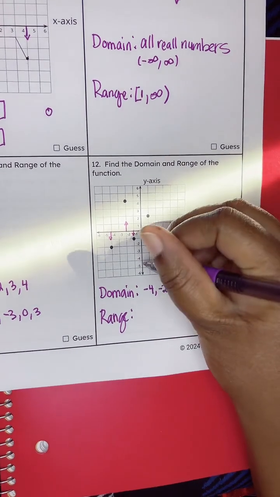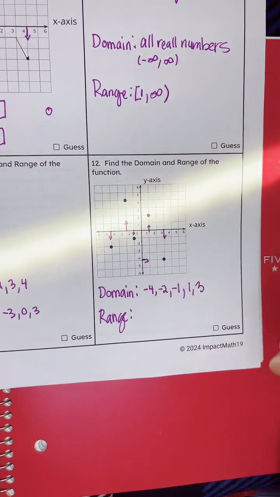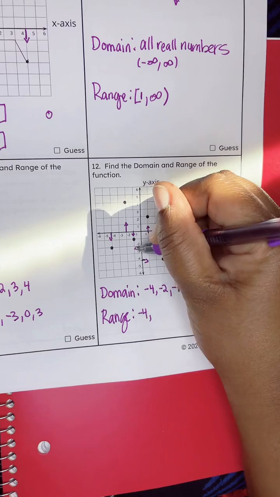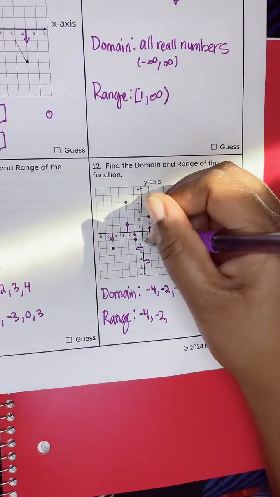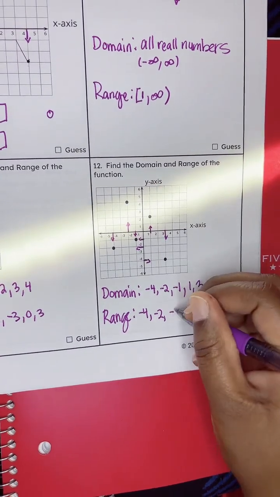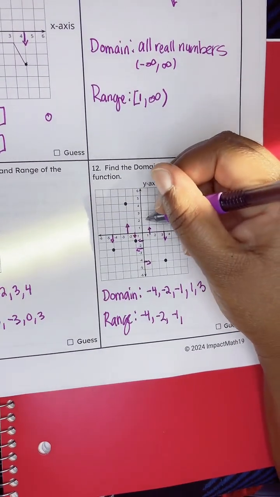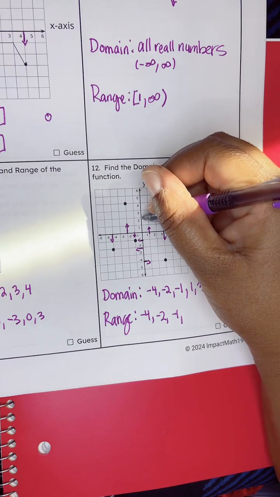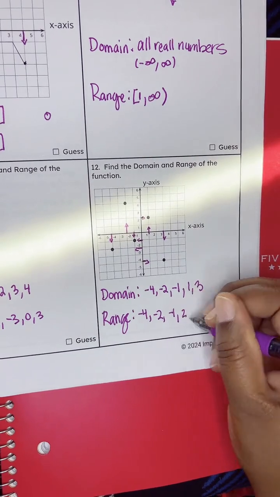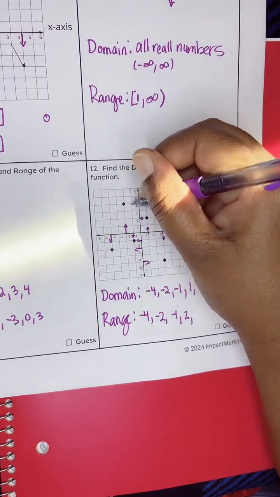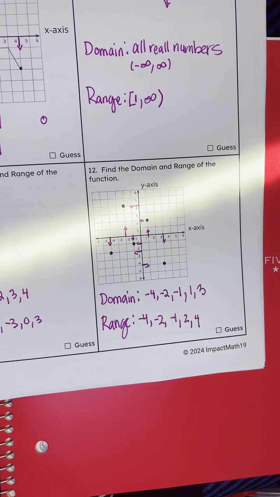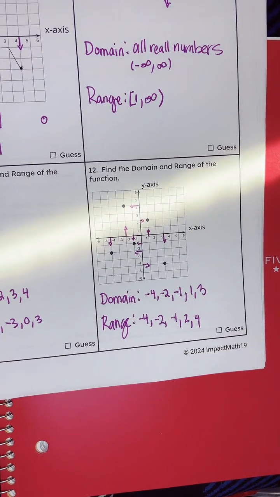Okay, so here we have -4. Here we have -2. We have -1. We have a 2 here and a 4 here. And that is our range.